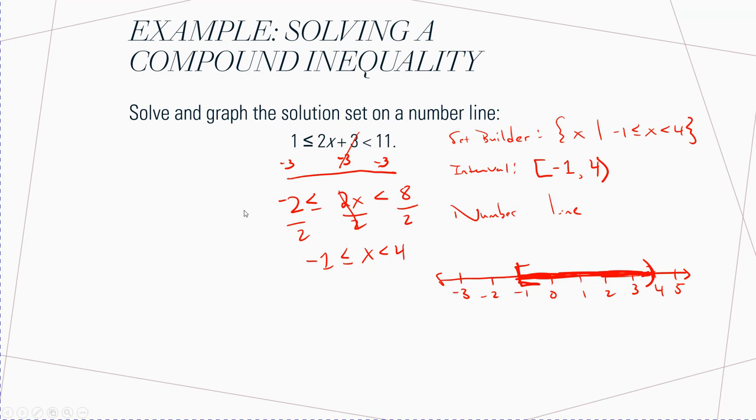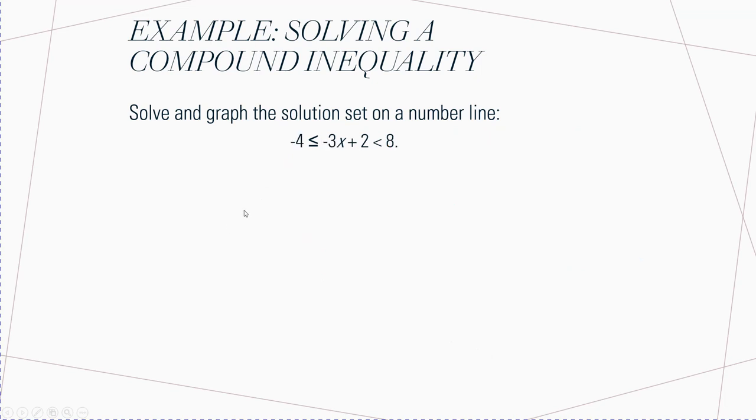All right, let's try this one now, okay? So let's just solve and graph the solution set again, so I'll do the same thing. So you're going to start by subtracting 2 from all sides. So minus 4 minus 2 gets me negative 6 is less than or equal to minus 3x. These cancel, and then 8 minus 2 gets me less than 6.